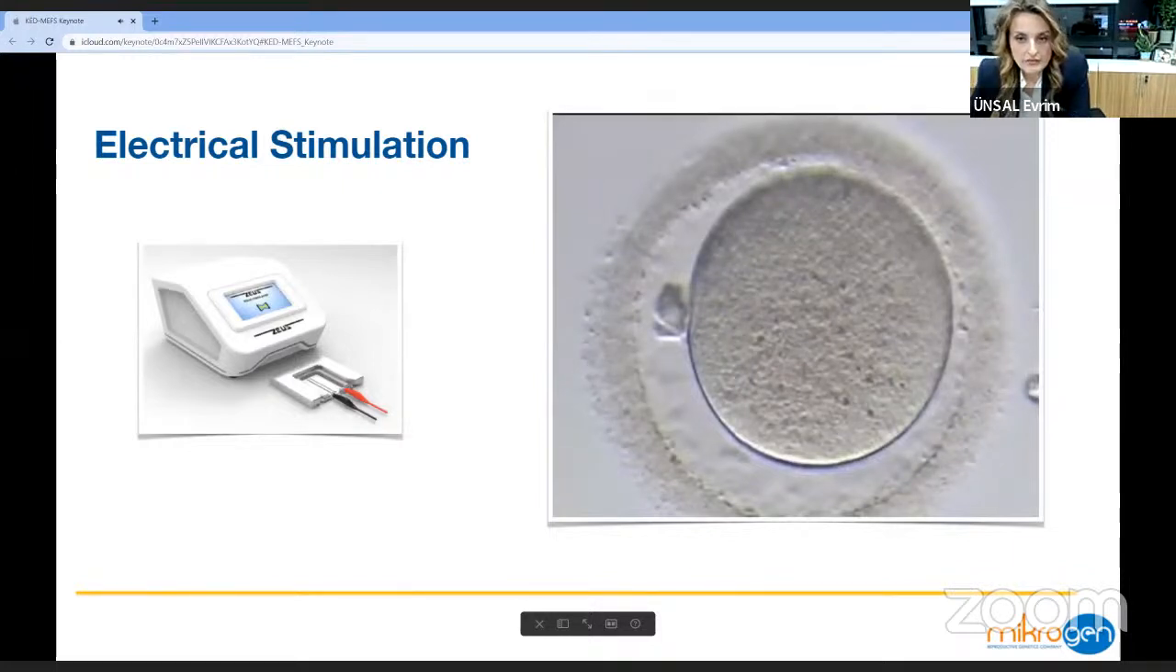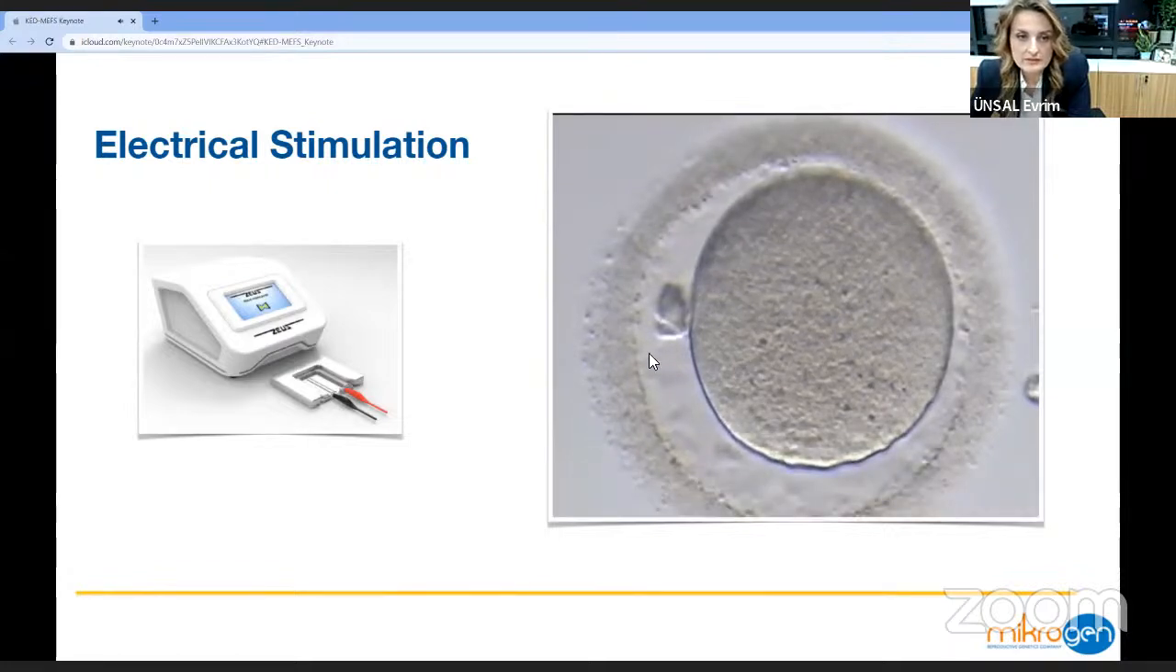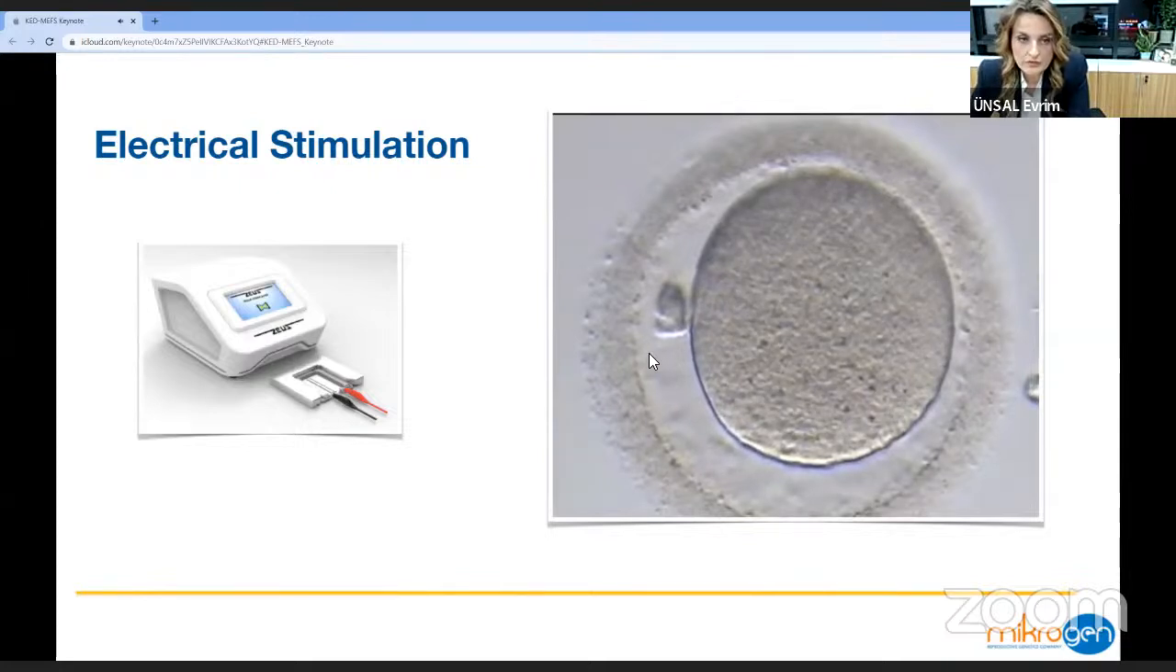I'd like to share a video from our electrical activation protocol. We have to wait for a while. Now you are seeing the moment of electrical stimulation. Here you can observe cytoskeletal movements and morphological changes on oocyte membrane.